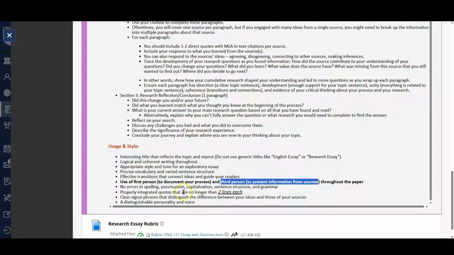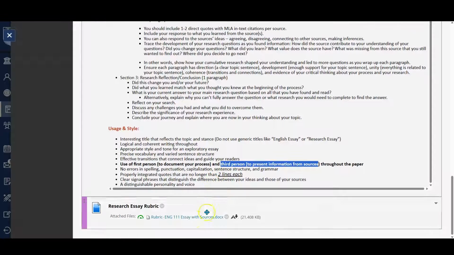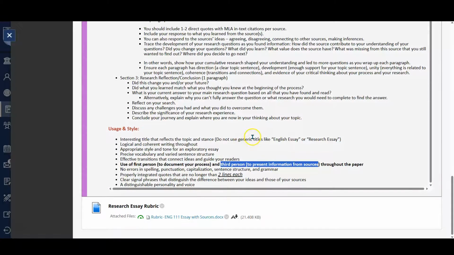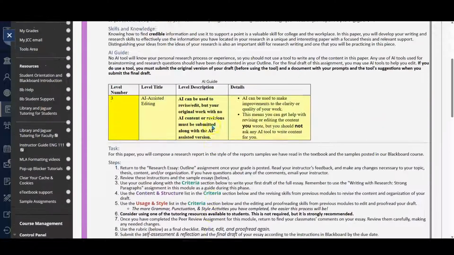Again, don't use second person. Also, when you have integrated quotes, when you cite stuff, don't do more than 2 lines, okay? Find the most important information in that quote, because if you do 4, 5, 6 lines, then you're not really writing this, you're just copying and pasting what people wrote, okay? So this is the kind of style that we're looking for here. And here's the rubric on how you're going to be graded overall. So this is your first draft of this. So what are you going to do with this?